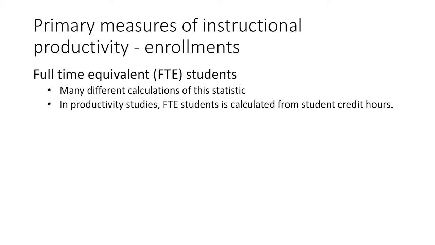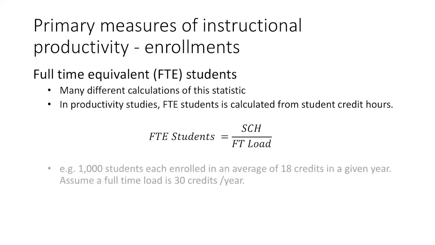But when we're talking about academic productivity, the typical equation is you use student credit hours, and to get a full-time equivalent student, you take student credit hours and you divide that number of student credit hours by the definition of a full-time enrollment for a year. So full-time load for a year. Student credit hours divided by full-time enrollment for a year of enrollment is FTE students, or full-time equivalent students. So let's take an example. We'll make it easy. If you have 1,000 students, each enrolled in an average of 18 credits in a given year.